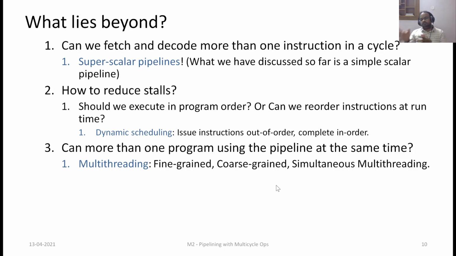and it has three different variants: fine grained, coarse grained, and simultaneous multi-threading. If you look at any of the Intel and AMD processors, you have simultaneous multi-threading enabled. It's called SMT in short. Each core typically can handle 2 or 4 threads at a time. And again, we are trying to keep the pipeline as busy as possible and get maximum performance from it.